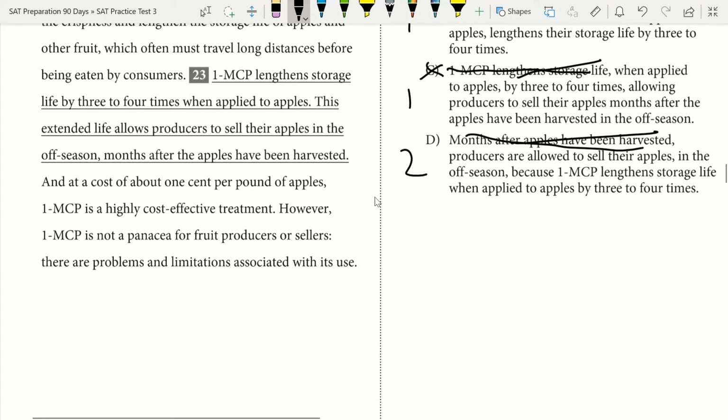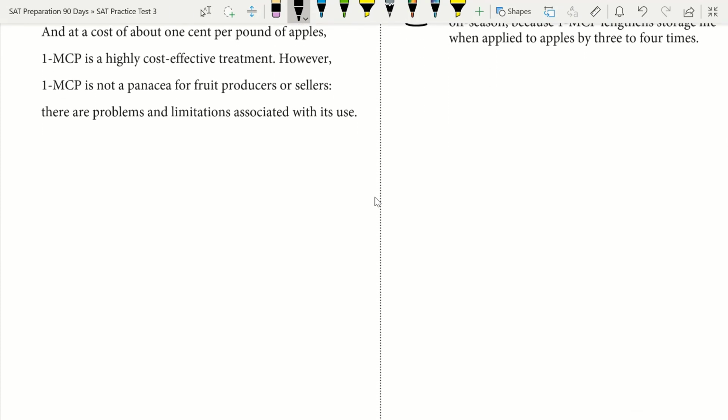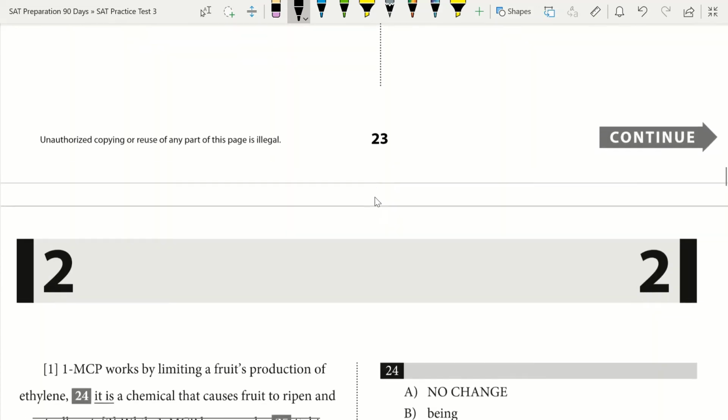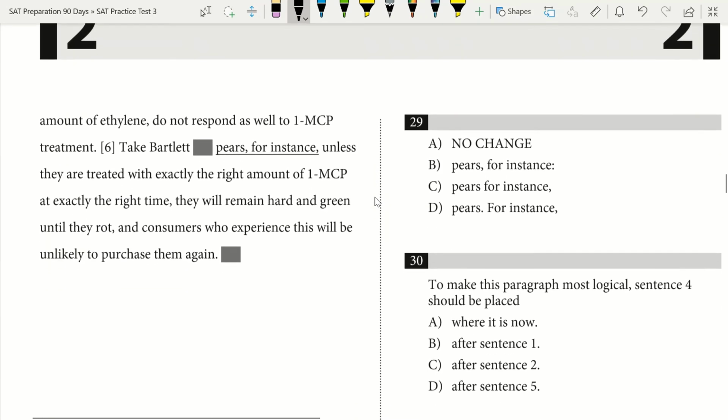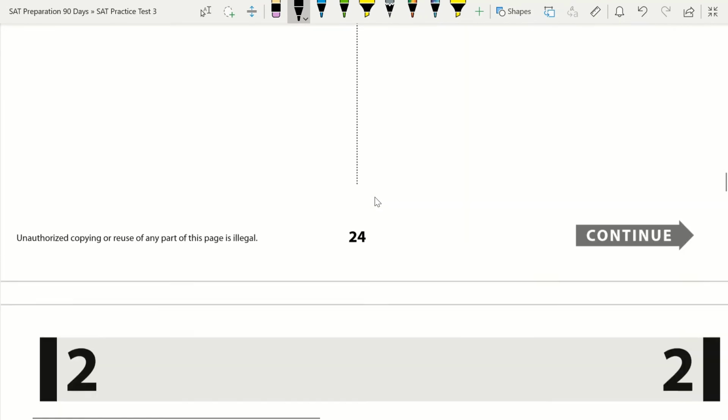All right, now I got question 24. At a cost of about 1 cent per pound of apples, 1-MCP is a highly cost-effective treatment. I accidentally said high cost. It was just a cost there. However, 1-MCP is not a panacea for fruit producers or sellers. There are problems and limitations associated with its use. Okay, I have a 1 there, so I'm going to go ahead and find the sentence I have to place. I got sentence 4. I got to place that one. Let me go find it.